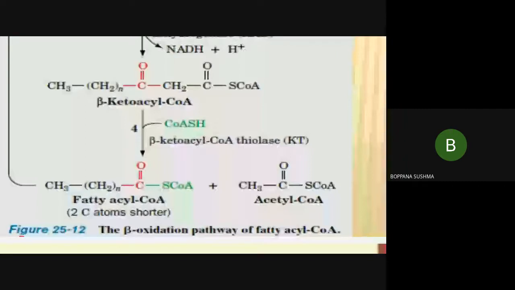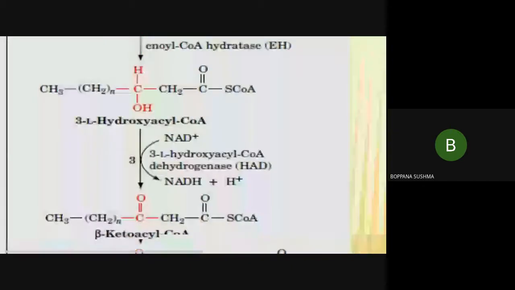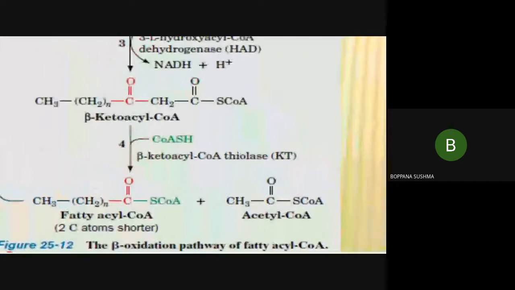See here, hydrogens are removed from the beta carbon. This is the beta carbon, the red mark. So two hydrogens are removed from the beta carbon. That's why oxidation takes place at the beta carbon. Understood? Now in this cleavage, coenzyme A combines with the C double bond O of the beta position, to form fatty acyl CoA.